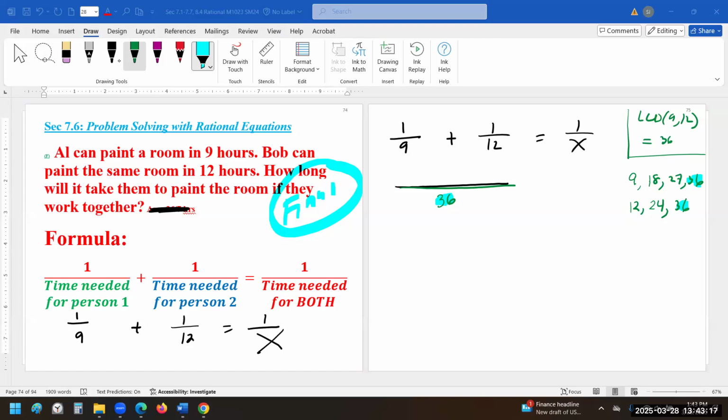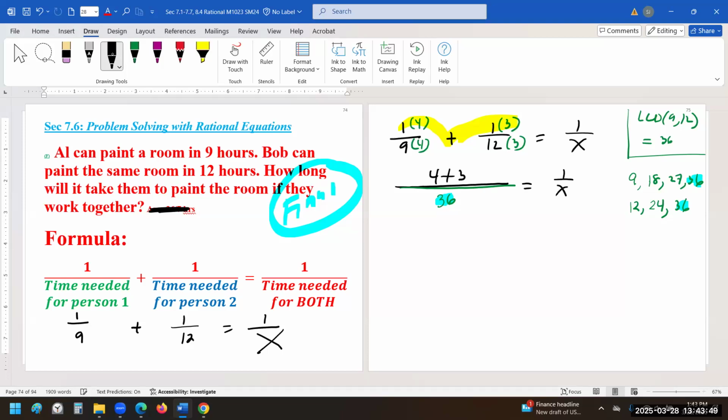That means we want 36 on the 9 and also on the 12. What do you need to do to convert 9 into 36? Times by 4. So multiply top and bottom. And how about 12? Times by 3. And now you're happy, you have 36, 36. So we go ahead and combine our numerators. 4 plus 3. And what is 4 plus 3? So we have 7 over 36 equals 1 over x.